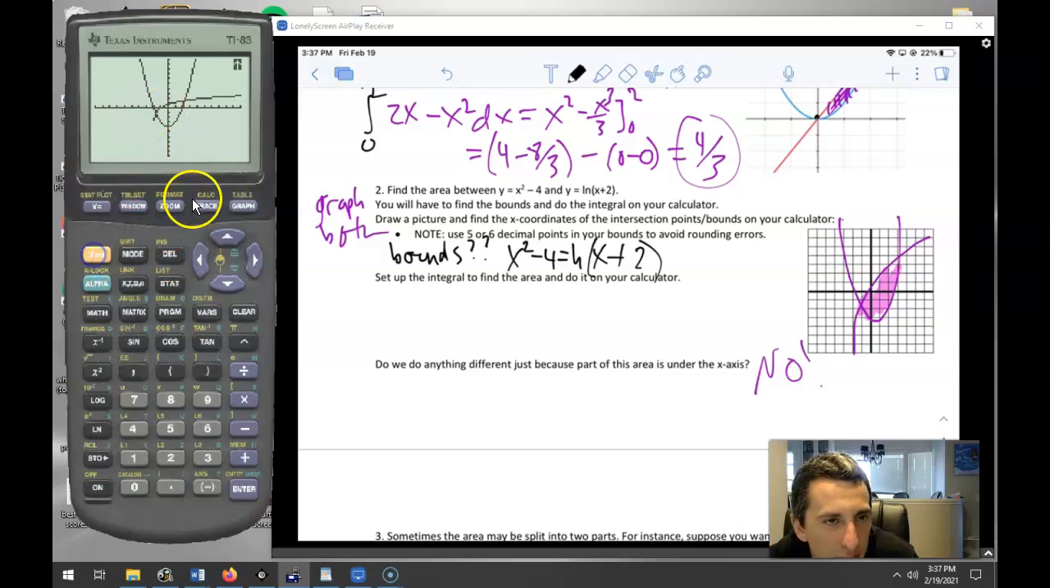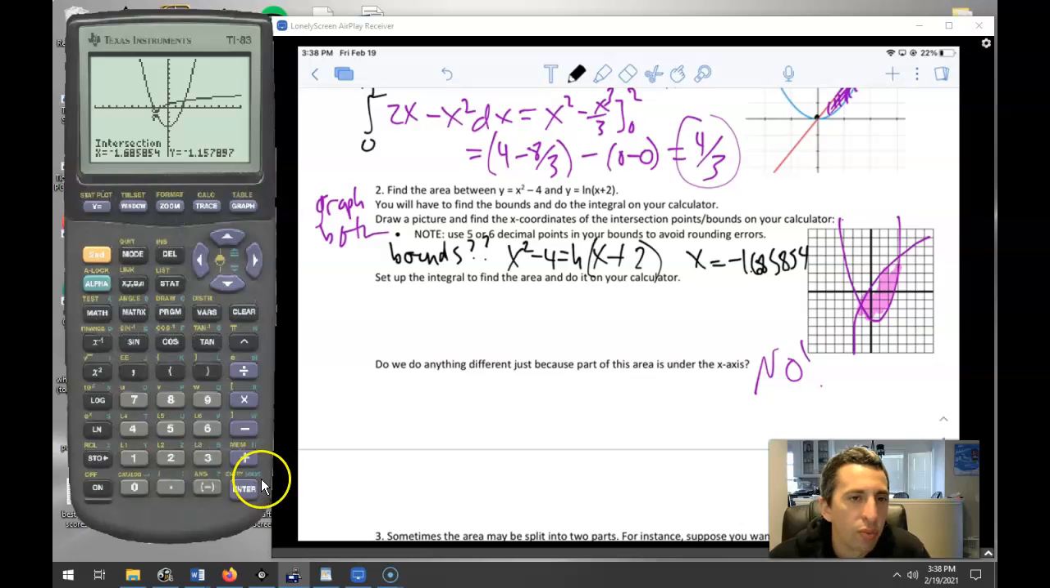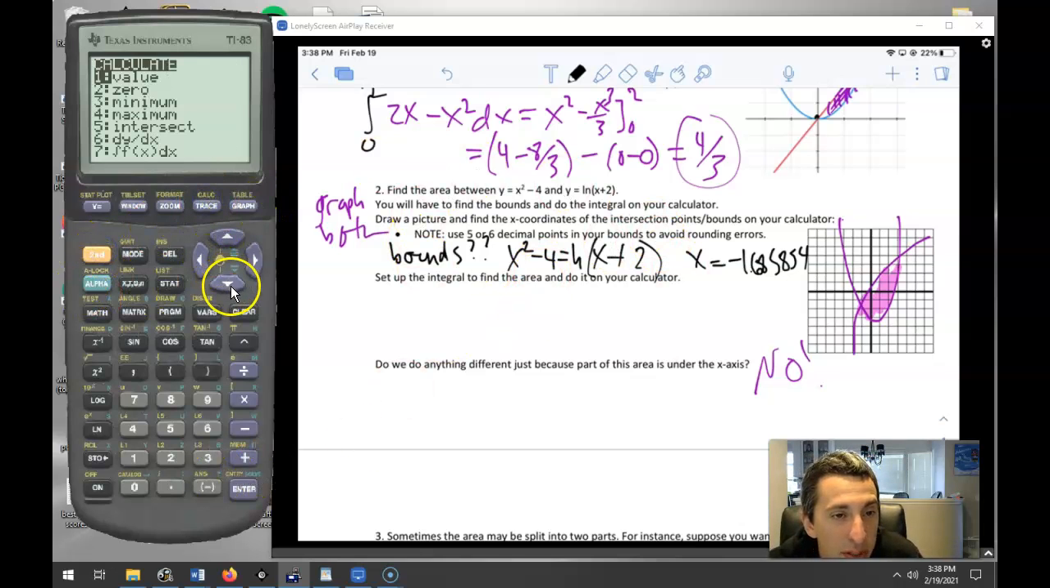So let's go ahead and do second, and we can see the area in between them is what we're trying to find. We'll do second calc intersect to help us find both of these. So we'll do first curve, second curve, guess, and then we'll see which one this gives us. It gives me the one on the left first. So the one on the left is x equals negative 1.685854. As I go over to the one on the right, I'll put this as a note right here, but you want to write extra decimal points for your bounds.